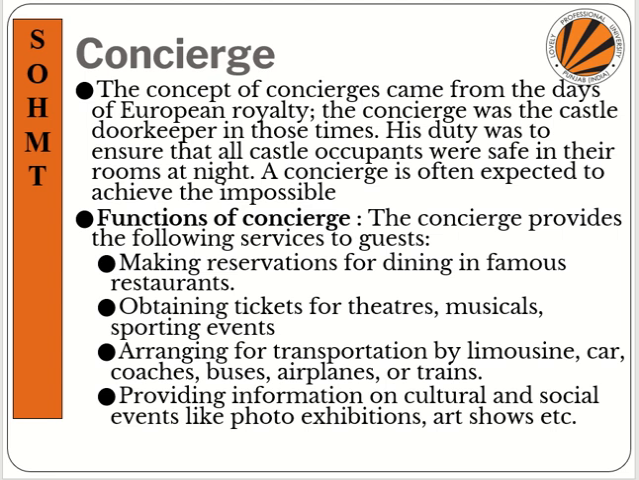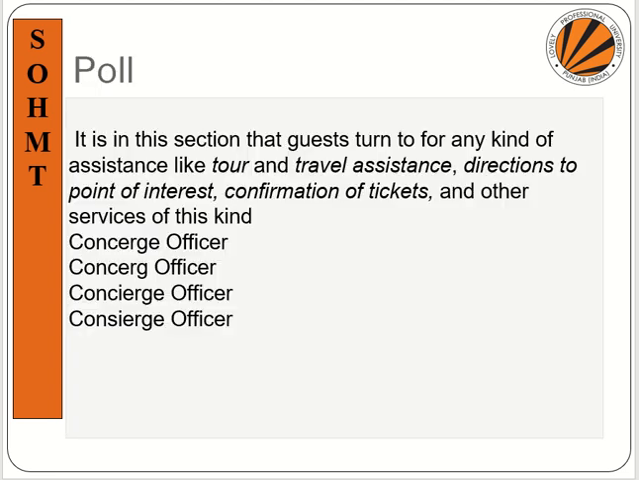Functions of concierge. The concierge provides the following services to the guest: making reservations for dining in famous restaurants, obtaining tickets for theatres, musicals, sporting events, arranging for transportation by limousine, car, coaches, buses, airplanes or trains, providing information on cultural and social events like photo exhibitions, art shows, etc. It is in this section that guests turn to for any kind of assistance like tour and travel assistance, directions to points of interest, confirmation of tickets and other services of this kind.